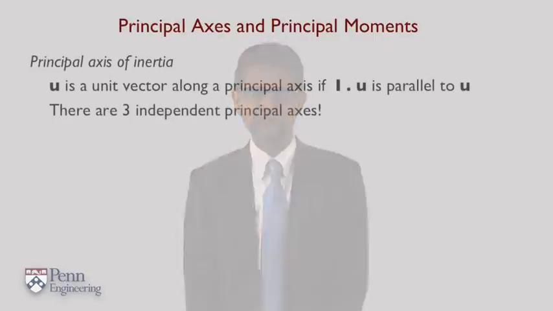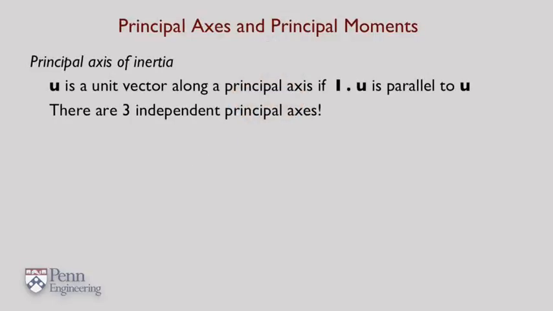Before we can write down the rotational equations of motion, we have to define principal axes and moments of inertia. A principal axis of inertia is defined, obviously, by a direction. Let's say u is that direction. Well, u is a unit vector along a principal axis if I times u is parallel to u.